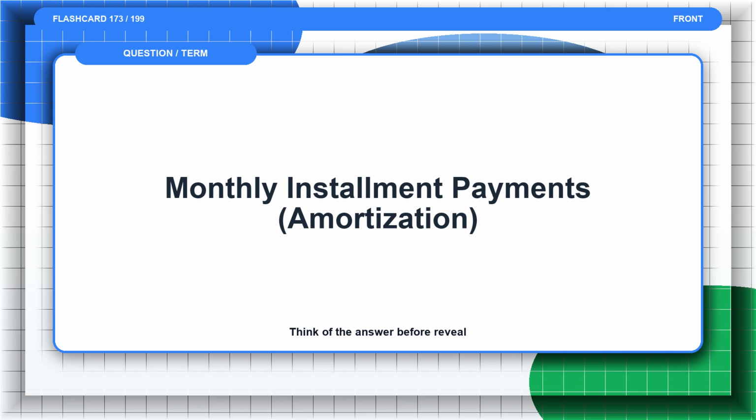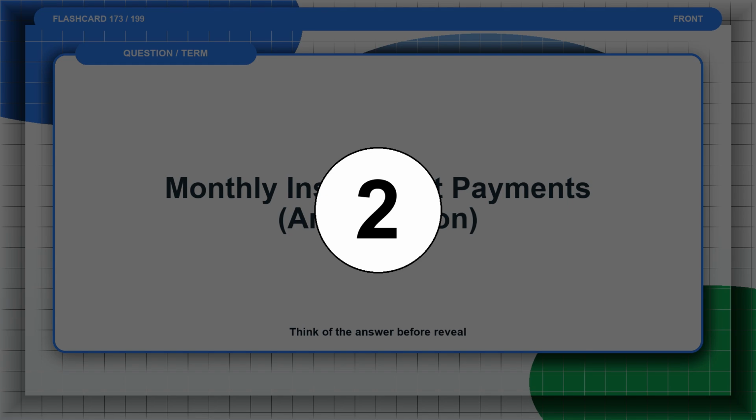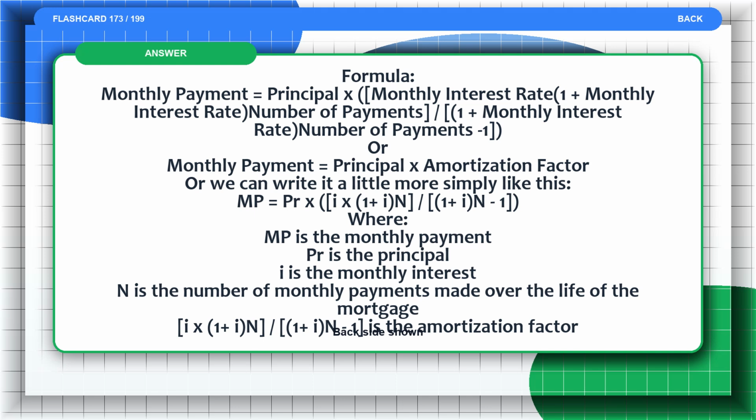Flashcard 173. Monthly installment payments amortization. Pause and think of the answer before the reveal. The answer is, formula: monthly payment equals principal x monthly interest rate x (1 plus monthly interest rate)^number of payments divided by (1 plus monthly interest rate)^number of payments minus 1, or monthly payment equals principal x amortization factor, or we can write it a little more simply like this.